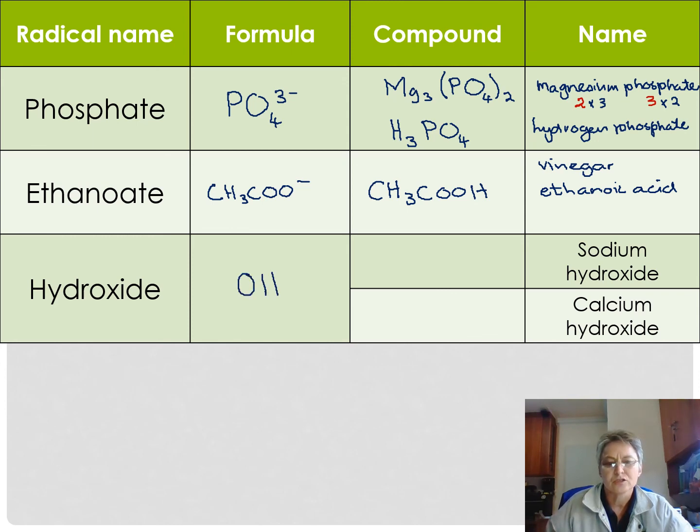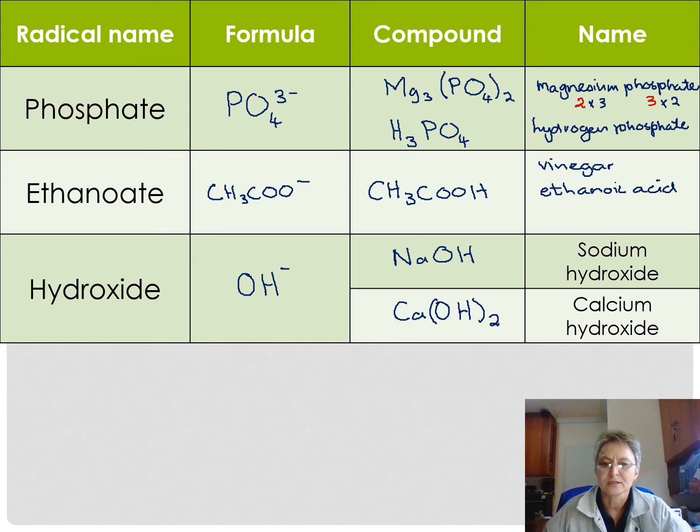Lastly, I want us to look at the hydroxide ion. It's OH negative. Sodium hydroxide: sodium is in group 1, hydroxide's got a valency of 1, so sodium hydroxide is NaOH. Calcium is in group 2, it's got a valency of 2, and hydroxide's got a valency of 1, so the hydroxide must be multiplied by 2 when it joins to the calcium. Sodium hydroxide is drain cleaner, and calcium hydroxide is what we use to make clear lime water.